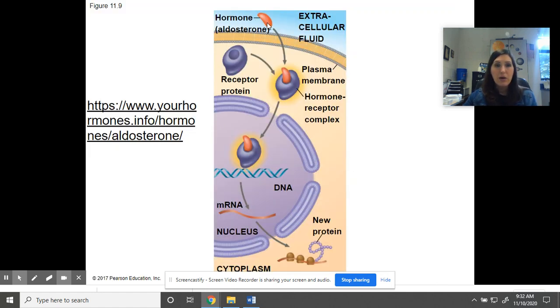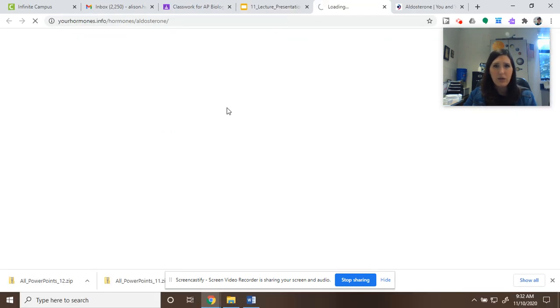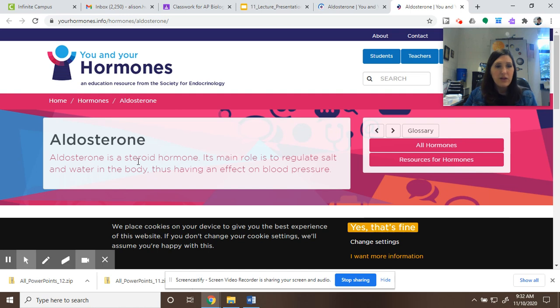Okay, here is a hormone. I'm trying to remember how to say it. Aldosterone. What it does, I have a link right here. It keeps the salt in your water at a constant amount. So here's the little link for it. I have it right up here too. Here we go. It's a steroid hormone, so steroids are fats. Its main role is to regulate salts and water in the body, thus having an effect on blood pressure.